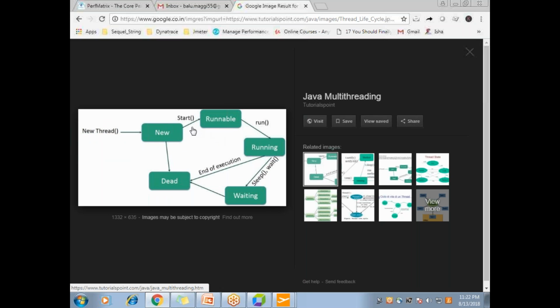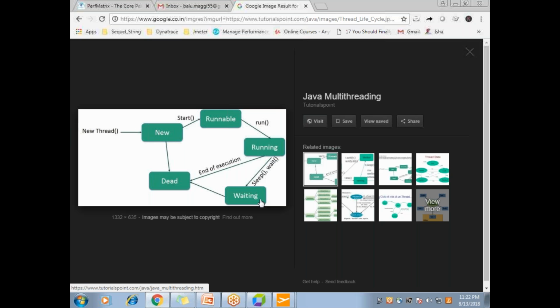When the thread is new, there is no issue. When the thread is runnable or running, there is no issue. When the thread is waiting, there is no issue, because it could be waiting for different reasons. But the thread in two stages is a problem. One is if the thread is in a deadlock, or the thread is blocked for a very long time, then it's an issue.